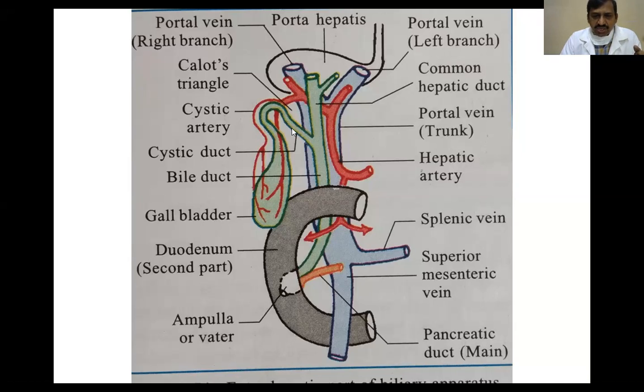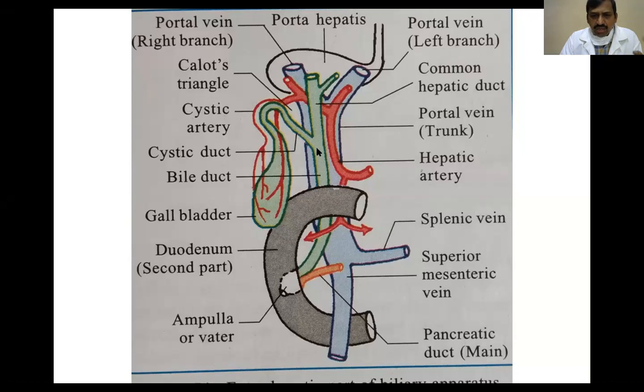The length of the cystic duct is 4 centimeters and the caliber is only 2 millimeters. Together they form the common bile duct, or bile duct. The caliber of the CBD, or common bile duct, is 6 millimeters, 4 plus 2. And the length of the common bile duct is about 7.5 centimeters.